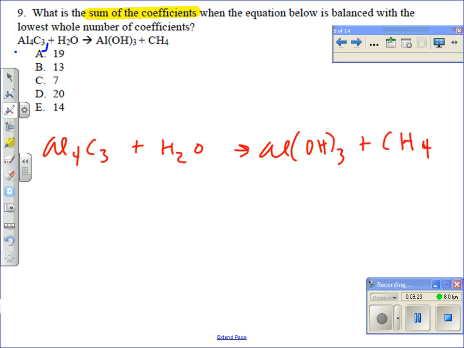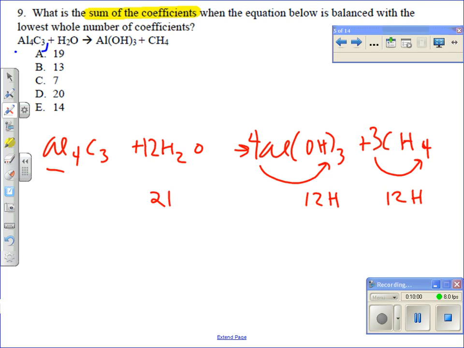Step 1, you balance all other elements. So I have 4 aluminums here, so I'm going to put 4 aluminums there. I balance aluminum first. I have 3 carbons on this side, so I'm going to put a 3 on that side. And then I'm going to balance H. If I look, I have on this side 4 times 3, a total of 12 hydrogens from here, and 3 times 4 is going to be 12 hydrogens from that species, which means I have 24 hydrogens on that side. I have to put 12 on this side to get the 24 H's there. So that's how I balance that out.